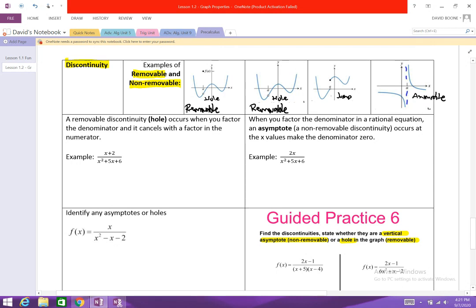This one's a little bit different and sometimes can be confusing. As I go along, this point is not really removed. As I continue, it's just been shifted up at that point. That's the way I like to think about it. So it's not really removed. This has been jumped up, so it's not removed, so we call it non-removable.